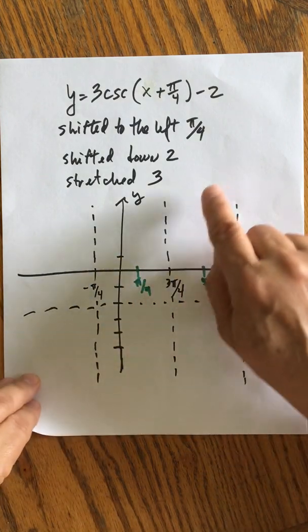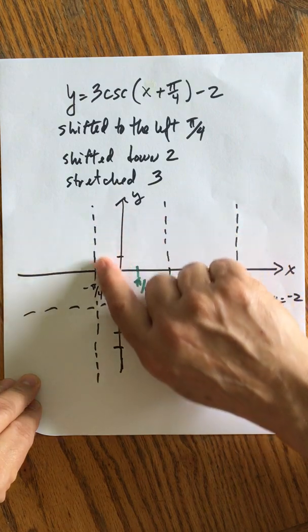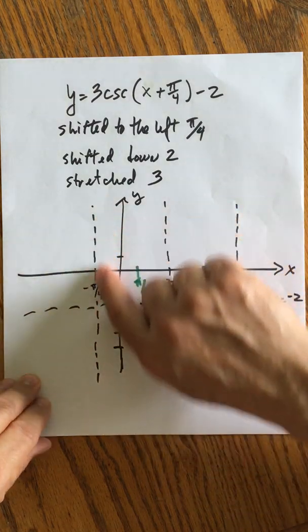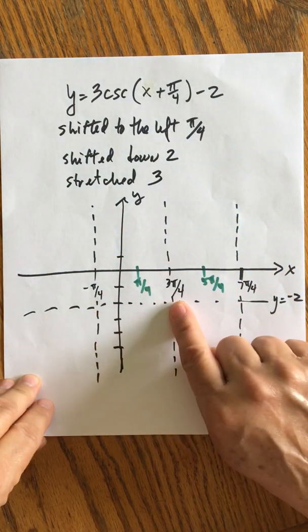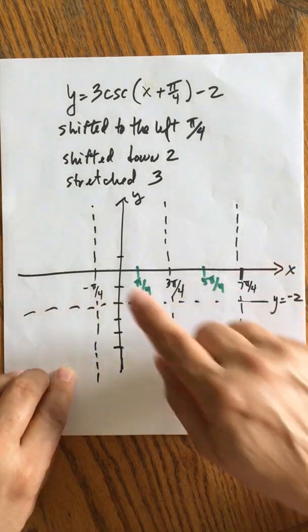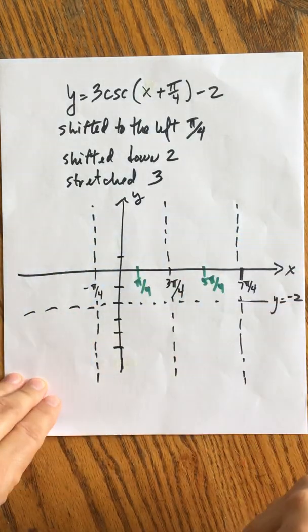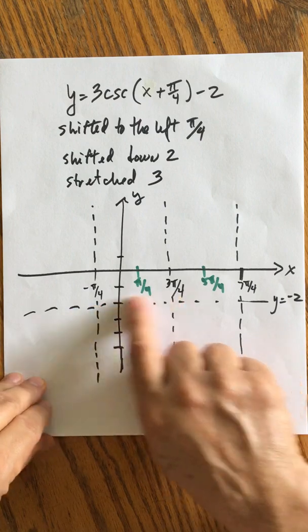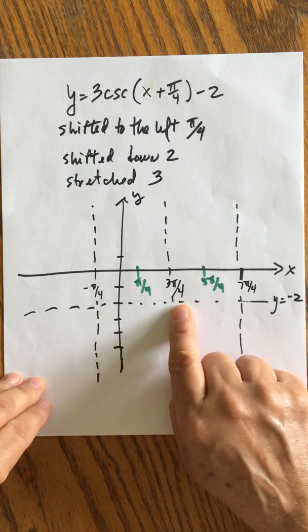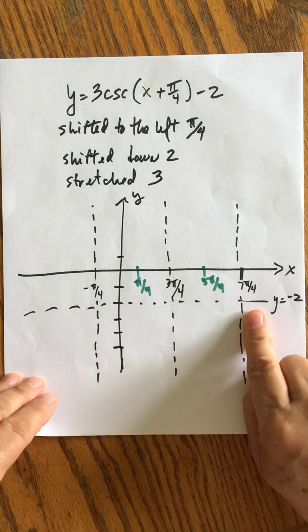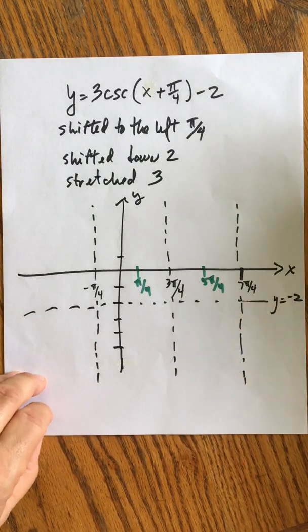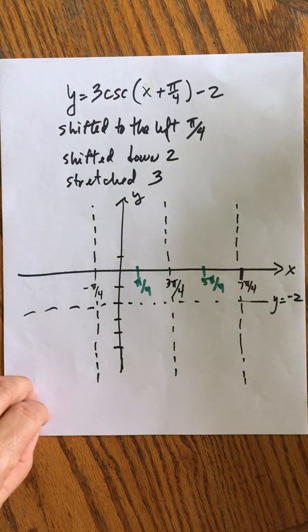So what I did is I went ahead and put your asymptote at negative pi over 4. And then your period is still 2 pi, where you have one U going this way, one U going that way. So negative pi over 4 plus pi would give me 3 pi over 4. Plus pi would give me 7 pi over 4.